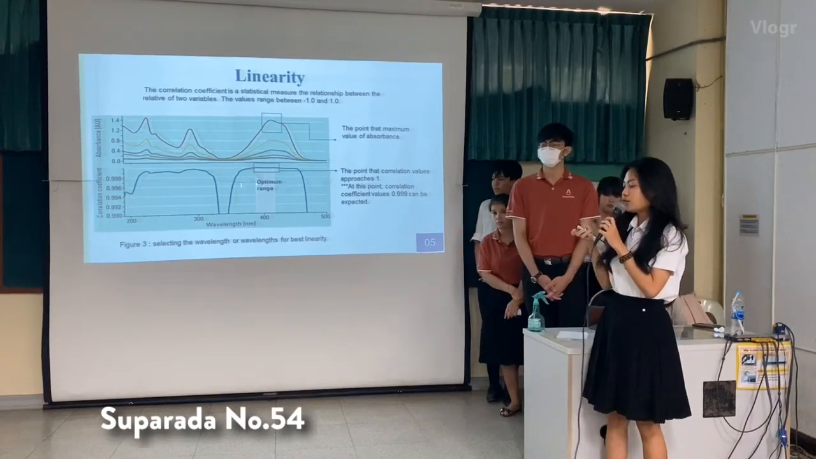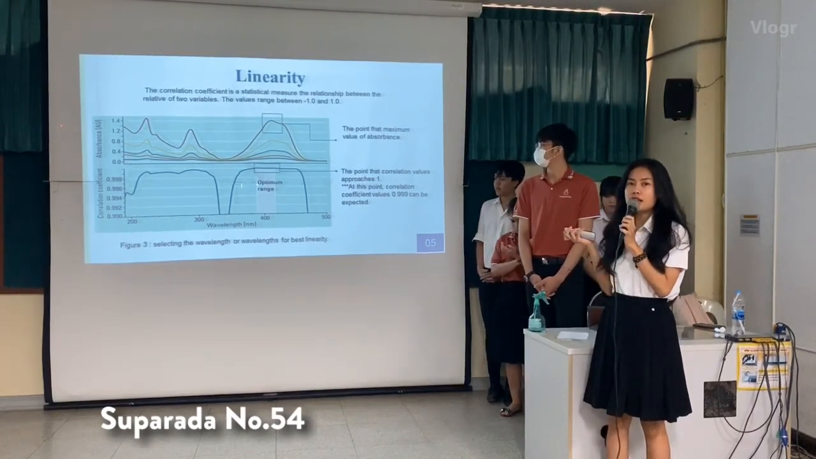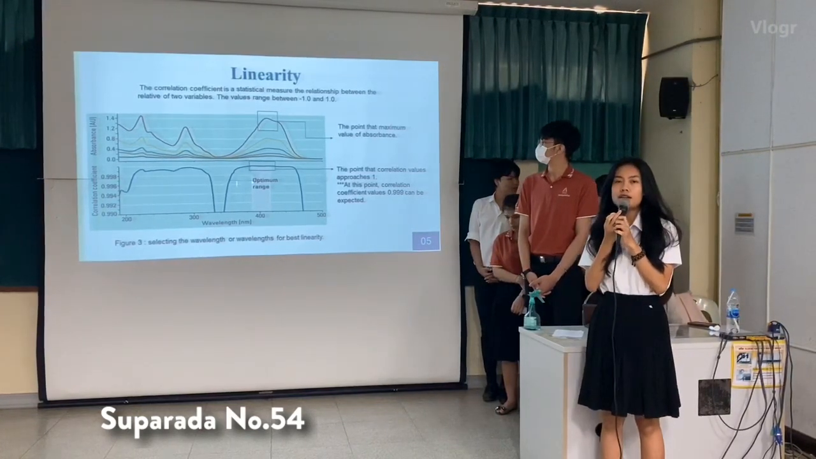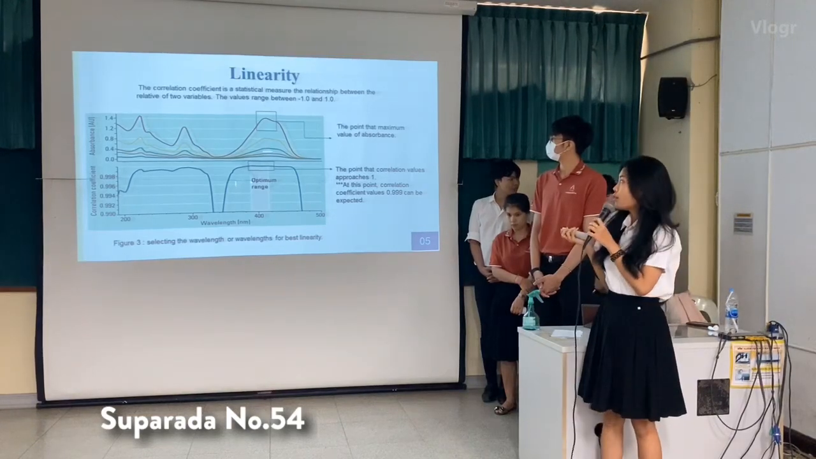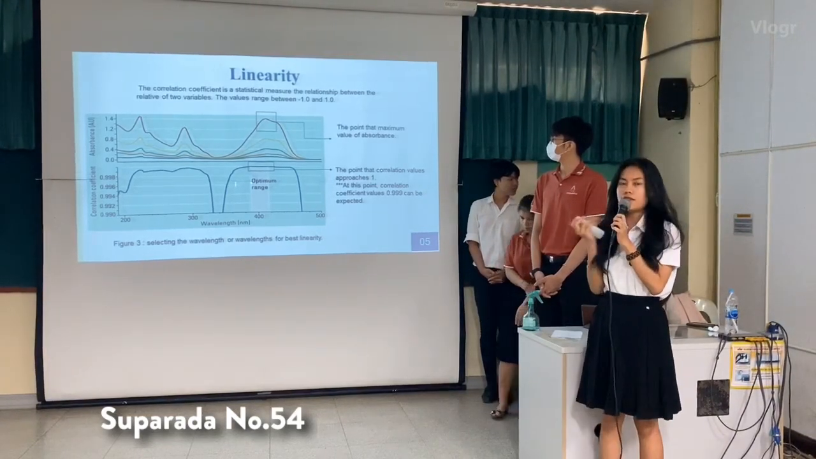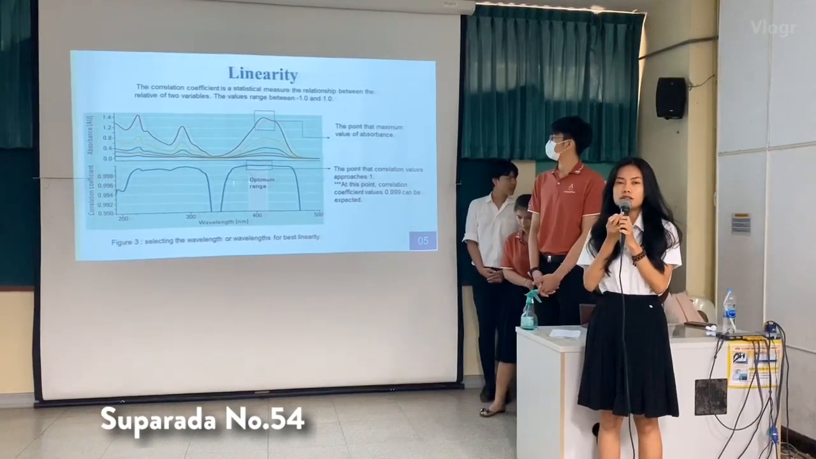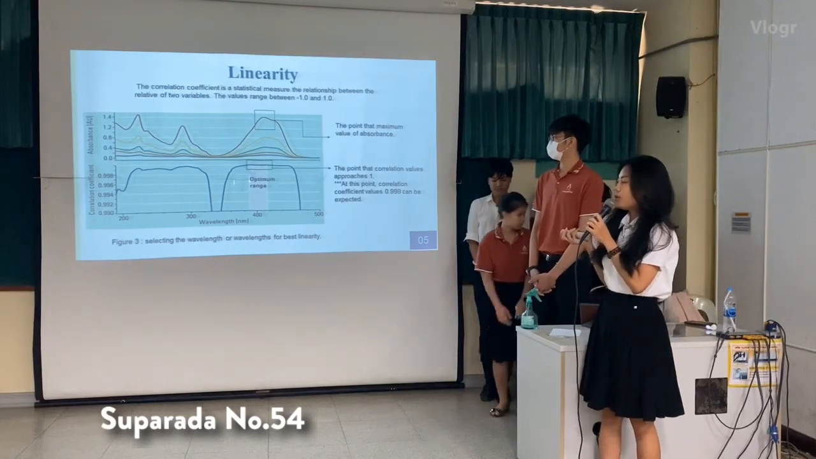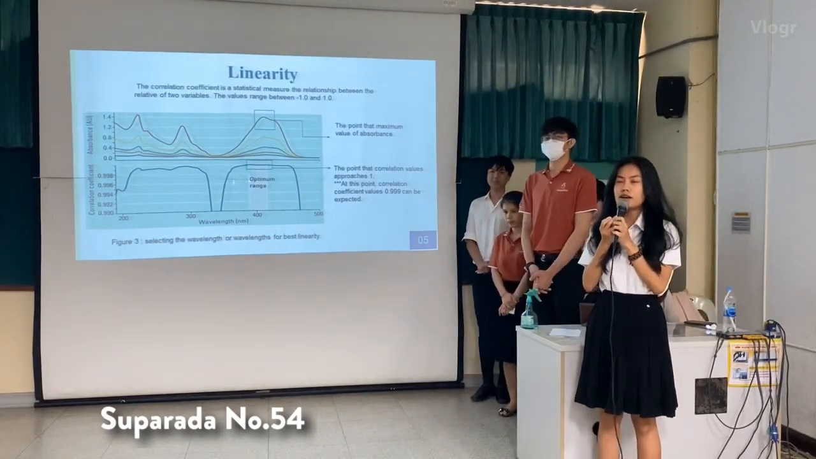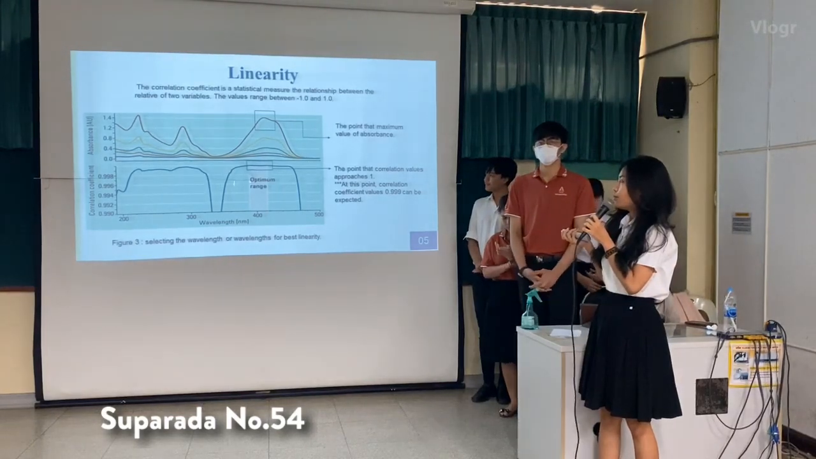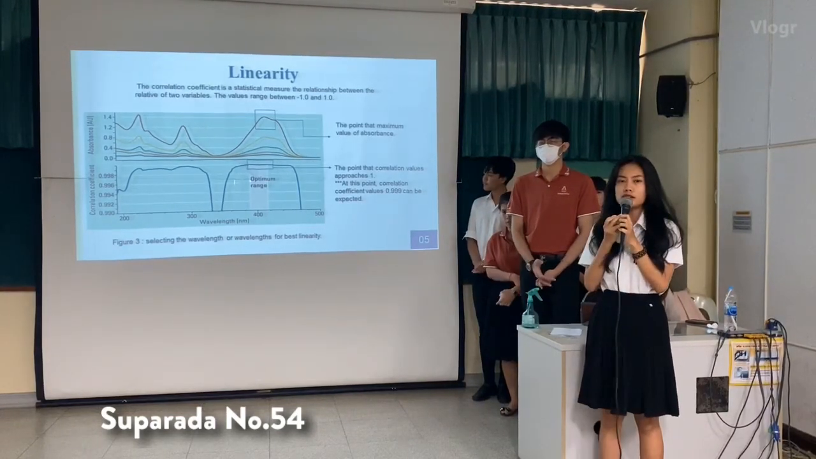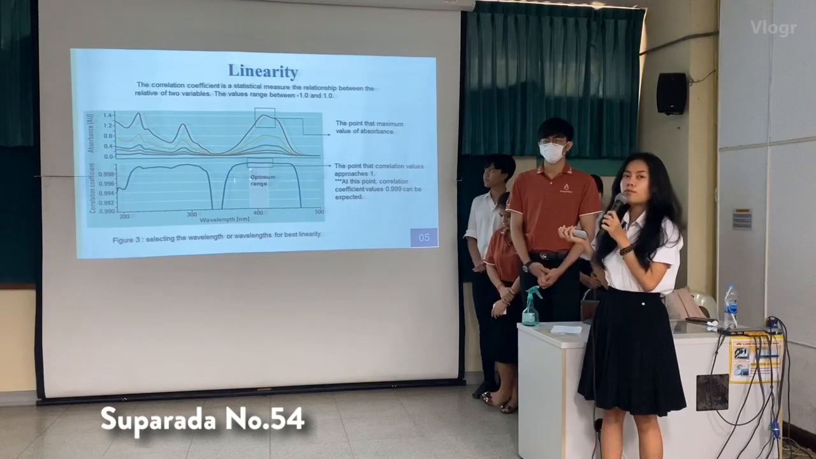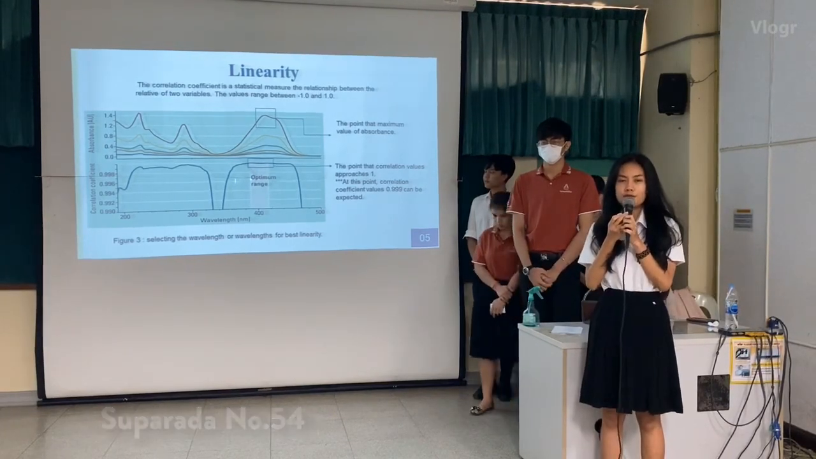Although the graph shows that 450 nanometers is the wavelength of maximum absorbance, it is not identical to the wavelength of 402 nanometers that gives the best linearity. When you consider the correlation coefficients, the wavelength of 402 nanometers has the maximum correlation coefficient, so the best linearity is at the wavelength of 402 nanometers. Next parameter is accuracy.